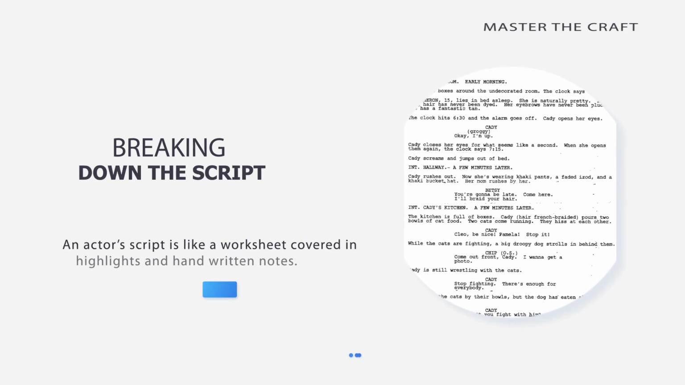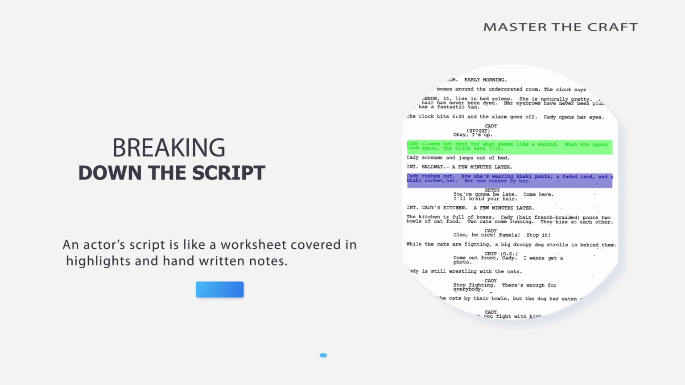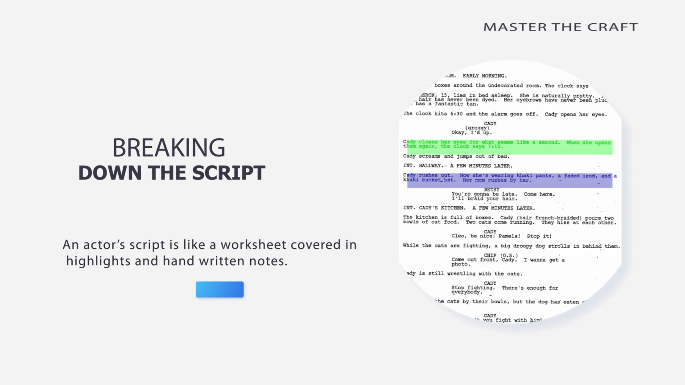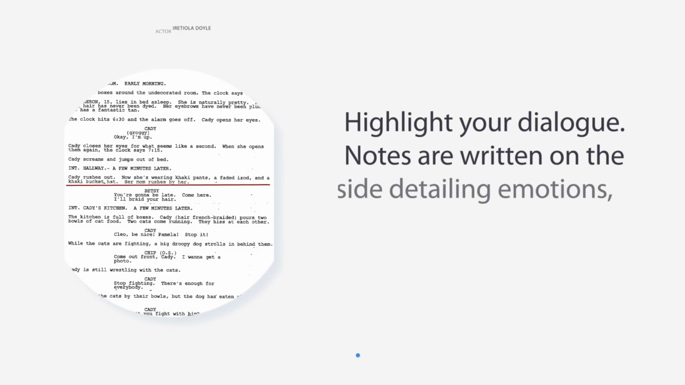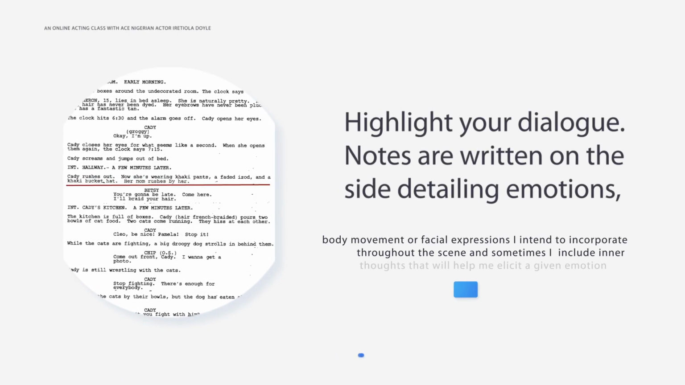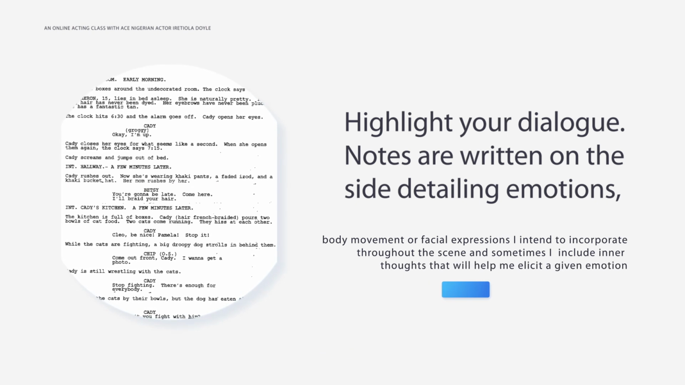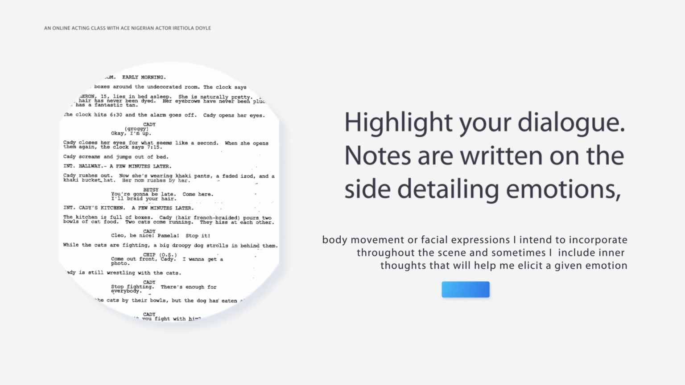An actor's script is like a worksheet covered in highlights and handwritten notes. Highlight your dialogue. Notes are written on the side detailing emotions, delivery notes, how I intend to deliver a particular line, for example, in a whisper or loudly, emotions, body movement, or facial expressions I intend to incorporate throughout the scene, and sometimes I even include inner thoughts that will help me elicit a given emotion.